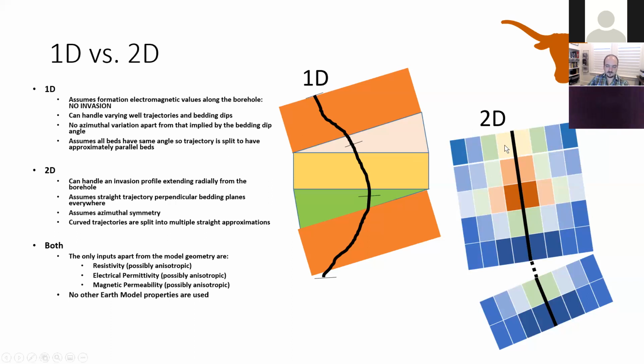Then in 2D, the advantage that you get with 2D is that they can take into account invasion. So if you have an invasion profile, you must use a 2D. But they always assume that the well is completely perpendicular to the layers. So you have that limitation. So you have to know which one you're going to use for the specifics of your project. And similarly, if we see that the angle is varying significantly in the trajectory, we just break the trajectory into multiple sub trajectories and stitch them back together.